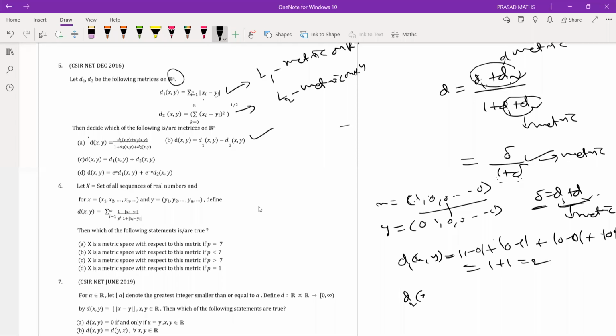What is D2? D2 is the Euclidean distance: summation under root of x1 minus y1 whole square plus x2 minus y2 whole square plus x3 minus y3 whole square, going on to xn minus yn whole square, whole power 1 by 2. What is the distance between two numbers? Euclidean distance: 1 minus 0 whole square plus 0 minus 1 whole square, going on to 0 minus 0 whole square, whole power 1 by 2. So 1 minus 0 whole square is 1, 1 plus 1, whole power 1 by 2. Yes or no?